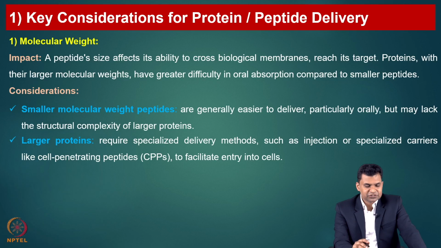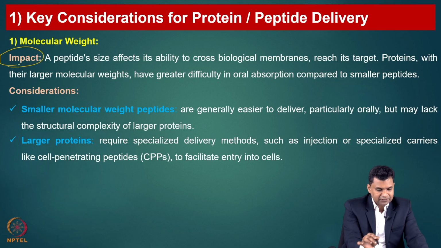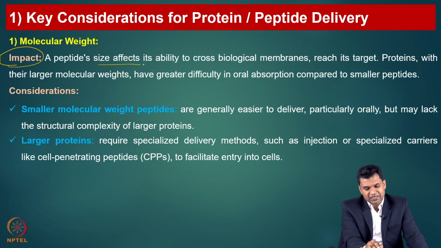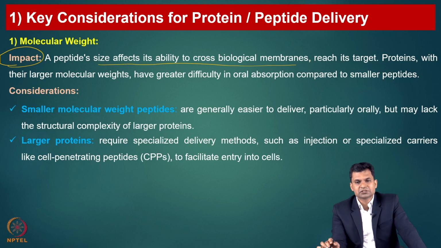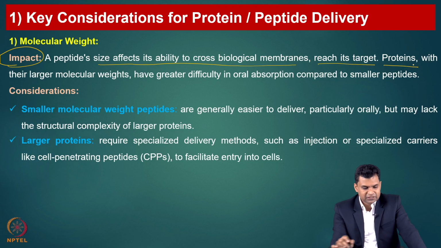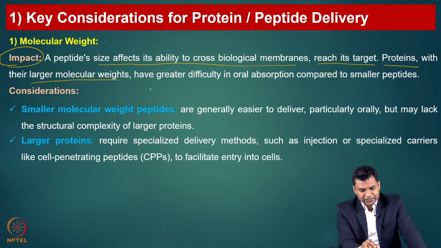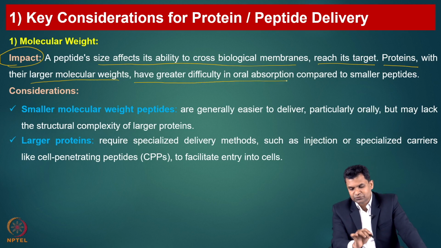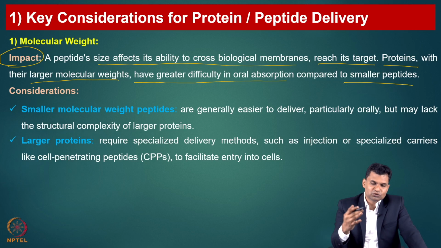A key consideration is how it will impact a peptide's size, which affects the ability to cross biological membranes and reach its target. Proteins, with their larger molecular weights, have greater difficulty in oral absorption compared to small peptides. As we know, when you are going for oral absorption, that is one of the major limitations for biological molecules with high molecular weight. We also learned the same topic in our previous session.